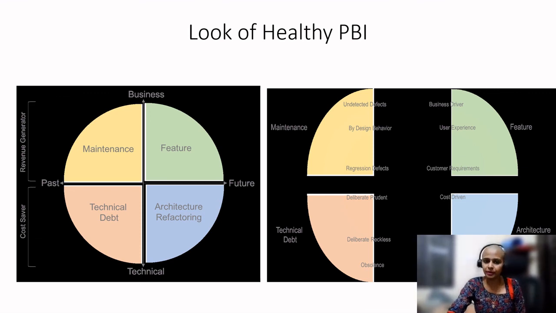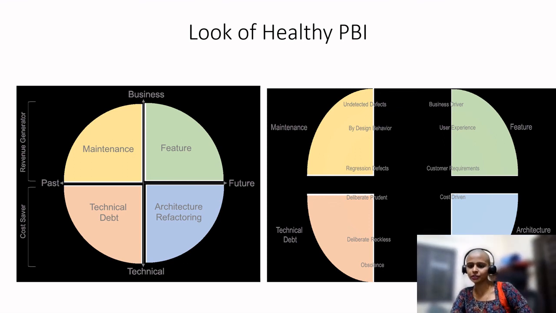Okay, what do you mean by maintenance again? If I split it: undetected defects, by-design behavior, regression defects. Technical debt is like deliberate prudent, deliberate reckless, obsolescence. Sometimes we deliver code with unwanted code lines. These are also a kind of technical debt, or performance issues, security issues. So many things are there for technical debt. Feature is as usual: we are implementing something new. And the architecture is cost driven or technology driven. This way we can segregate things.